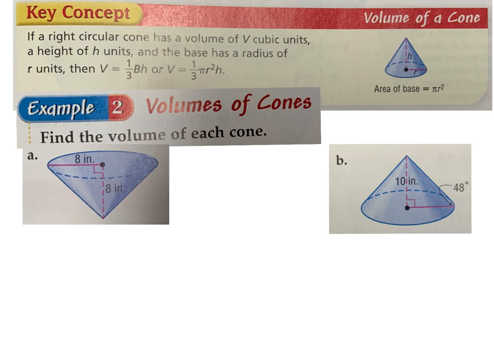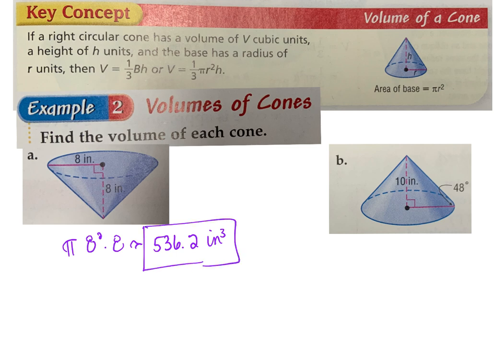For the first one, they gave us the base and the height information. So we're going to say pi r squared times my height, which gives us 536.2 cubic inches.